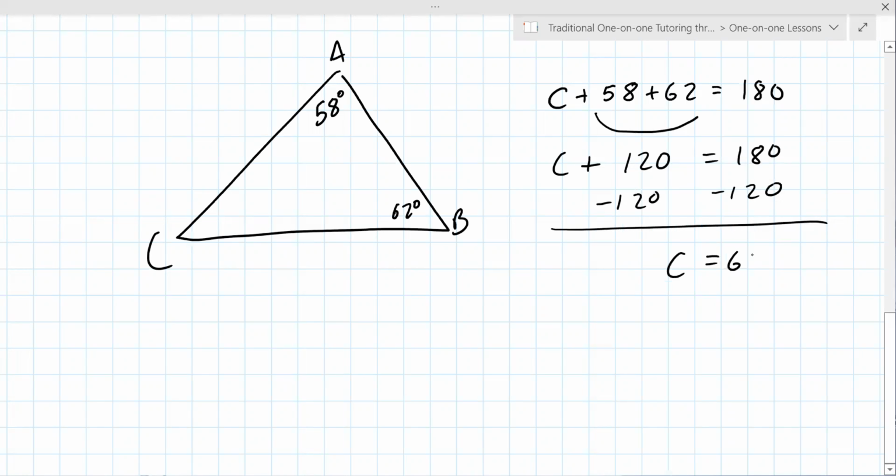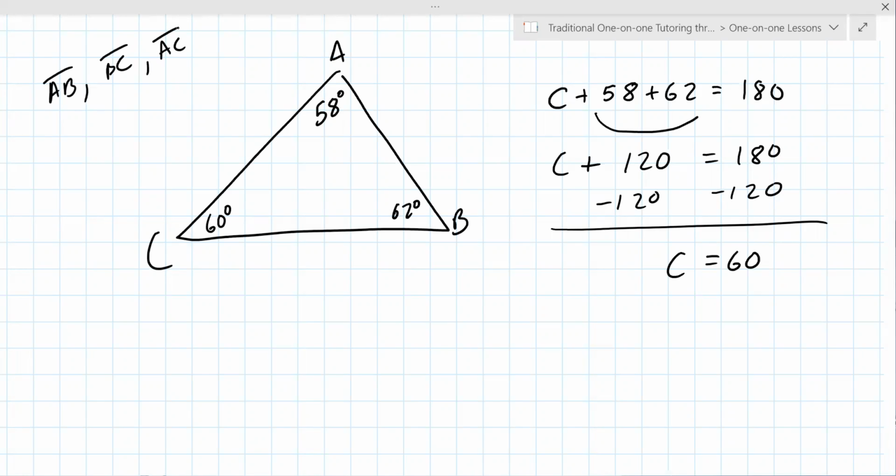C is 60, yes. Okay, so which is the smallest angle of those three? Angle A. Okay, so which side is across from angle A? Uh, Angle C. No, you can't give me an angle. I'm asking about side. Which side? The sides are AB, BC, and AC. So which of those three is across from angle A?